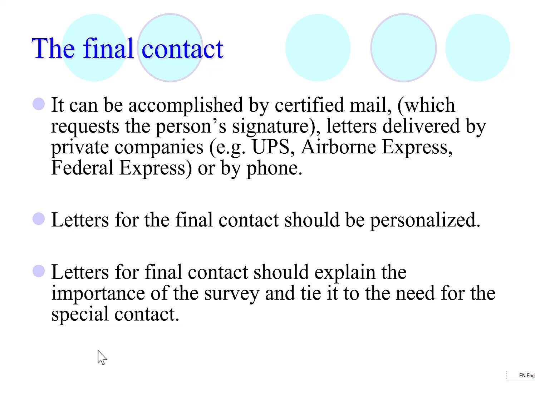The final contact ideally should be of a stronger mode, so it could be certified mail with signature confirmation, a letter delivered by private companies, which are more visible than USPS mail, or a phone call, which is a stronger contact. Now, you have to decide: is the phone call just a reminder, or is the phone call an attempt to collect a response? If the phone call is an attempt to collect a response, this would make it a mixed mode survey, which is more difficult because you have to make sure that the survey implemented by phone is equivalent to the survey implemented by mail.